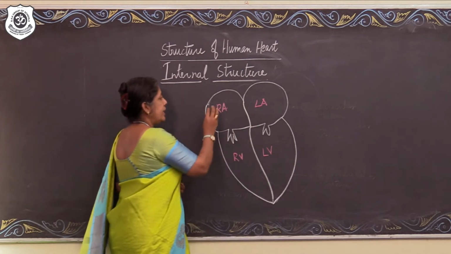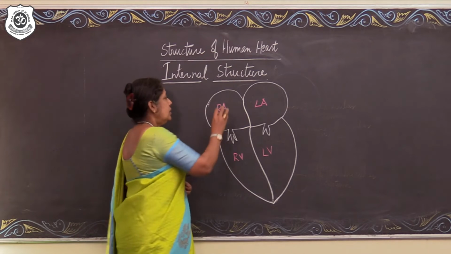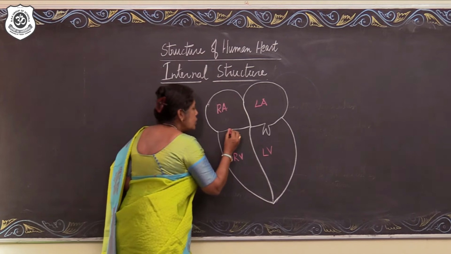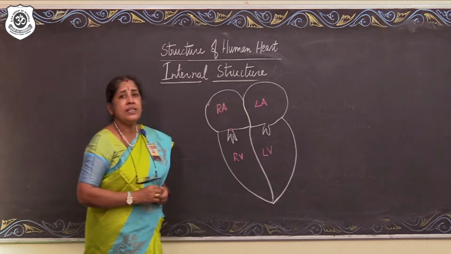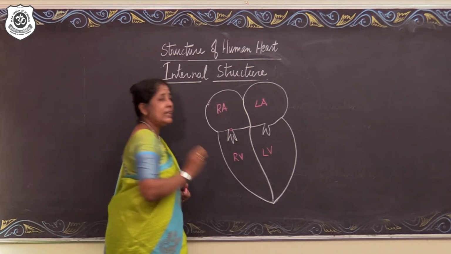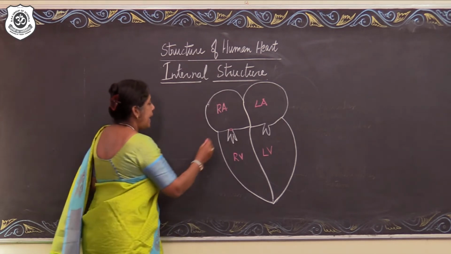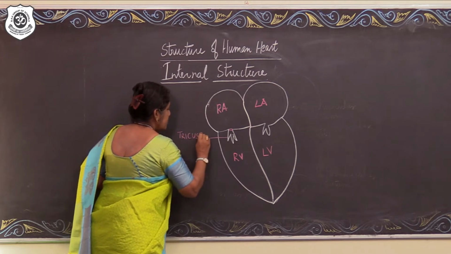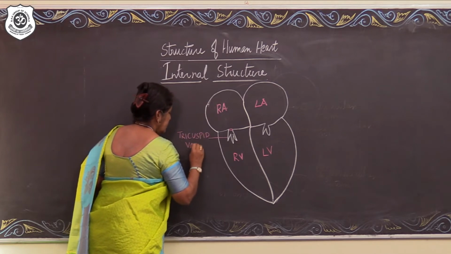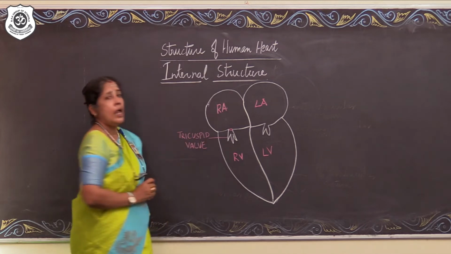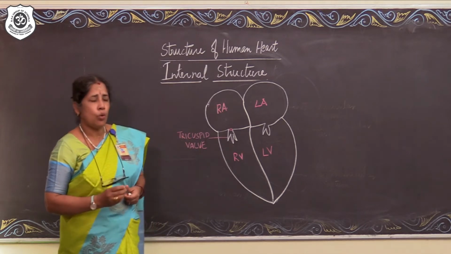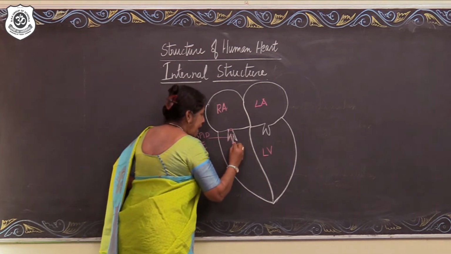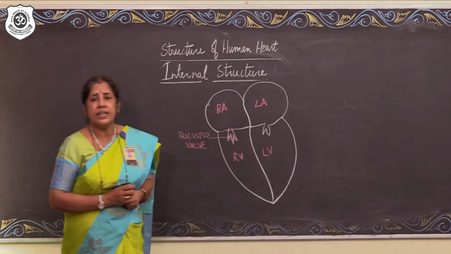Now let us focus our attention on the right side of the heart. The right auricle opens into the right ventricle by means of a small opening here, which is guarded by a valve that consists of 3 flaps and is referred to as the tricuspid valve. Now, why is a tricuspid valve so called? It is called tricuspid because there are 3 flaps that are present in the valve.